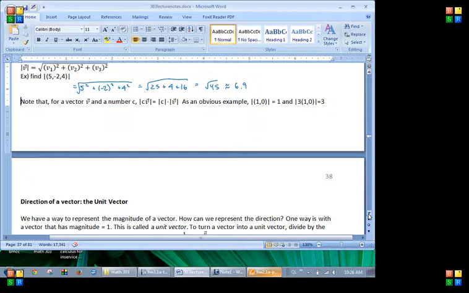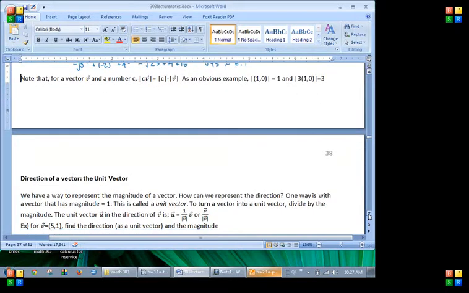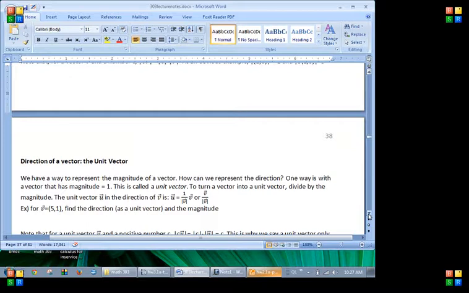So to turn a vector into a unit vector, you simply take it and you divide by the magnitude. So suppose you have a vector v, and you want to turn it into a unit vector u in the same direction. You start with that vector v, and you simply divide by its magnitude, the magnitude of v, and you get this unit vector u. Okay. So let's do an example.